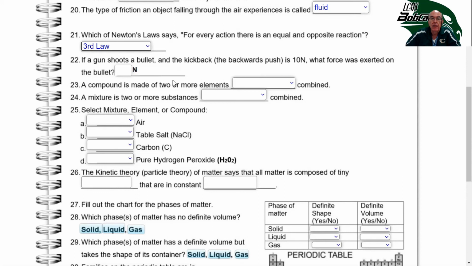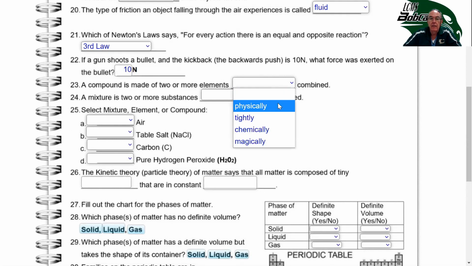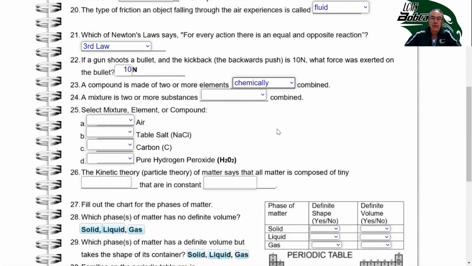If a gun shoots a bullet and the kickback, the backwards force, is 10 newtons, what force will be exerted on the bullet? Well, Newton's law right here says for every action there's an equal and opposite reaction, so it would be equal, it would be 10 newtons. A compound is made of 2 or more elements, not physically combined. It might be tightly combined, but that is not the answer we're looking for. It would be chemically, and certainly not magically.